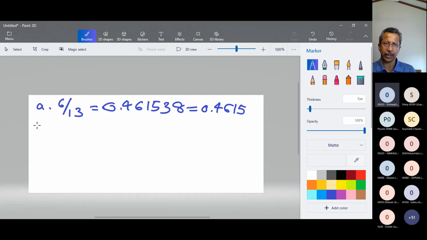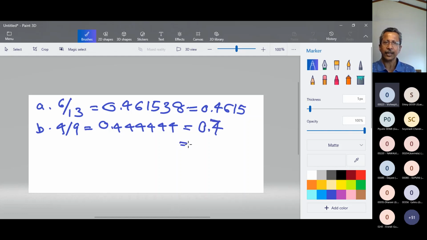So we go to B. B is 4 divided by 9, which is equal to, this is that repetitive thing, no? You might be getting 0.4444, right? We can write it like this, what we learned, 0.4 with the repeating bar, or just say 0.4444, what we do normally. Is it clear?